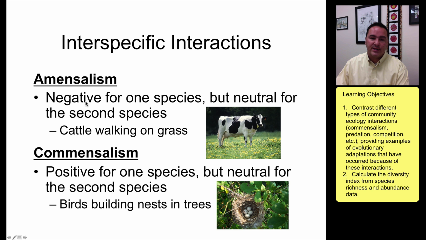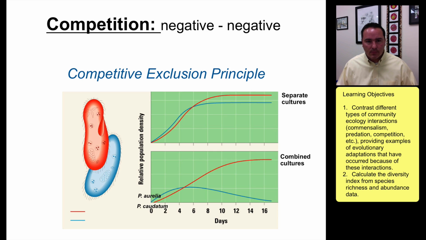Amensalism is where it was negative for one but neutral for the other, and this is like a cow walking on grass, because right, the cow doesn't care if he's walking on grass or flowers or road or whatever, but for the grass it is a negative. Commensalism is where it was positive for one but neutral for the other. And so this is like it's positive for the bird to have a nest up in a tree, and the tree really doesn't care. Competition was the negative-negative interaction.